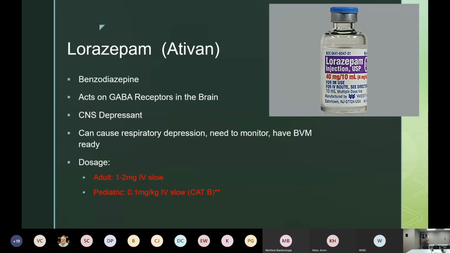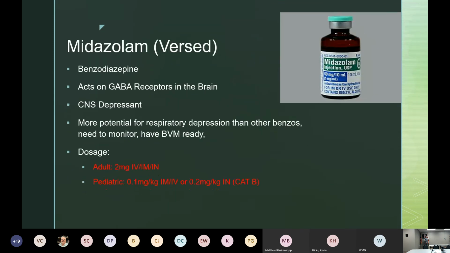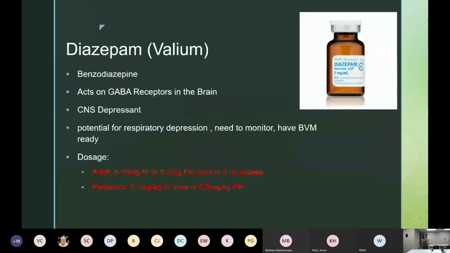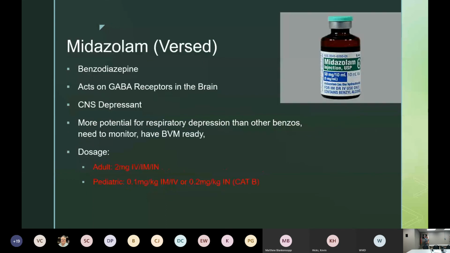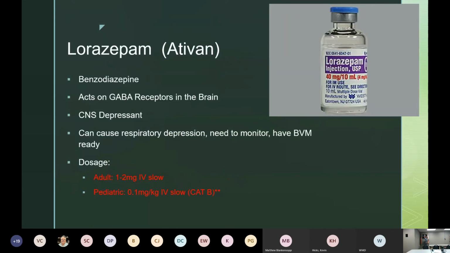So just go over a couple drugs that we use commonly in seizures. All these are benzodiazepines. They work on the GABA receptors in the brain. You can think of the GABA receptors as the brakes for the brain. You have a receptor that stimulates the brain and a receptor that slows down the brain. GABA is the receptor that slows down the brain. NMDA and glutamate is what speeds up the brain, and that's what gets out of whack in seizures.